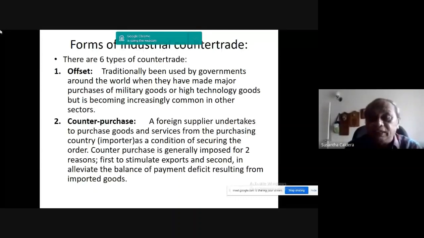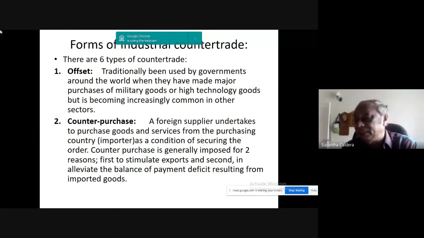Then the first thing is to stimulate the exports. All our exports will try to sell it. And the second one is alleviate the balance of payment deficit.